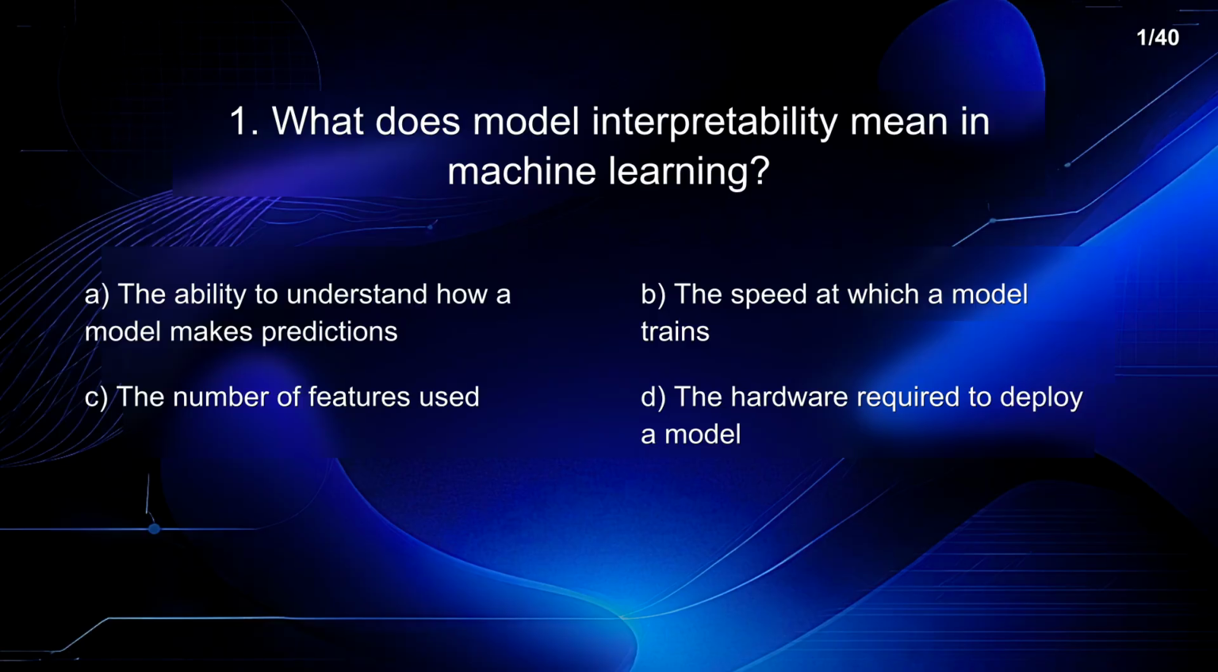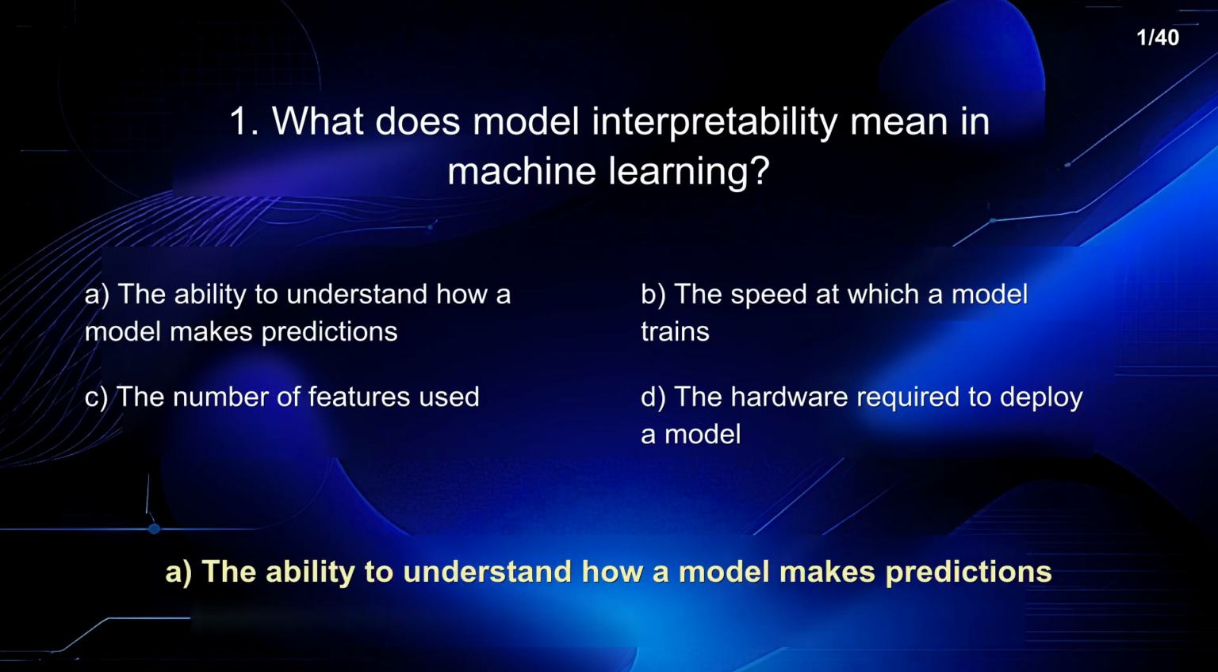First question. What does model interpretability mean in machine learning? A. The ability to understand how a model makes predictions. B. The speed at which a model trains. C. The number of features used. D. The hardware required to deploy a model. Correct answer is A. The ability to understand how a model makes predictions.